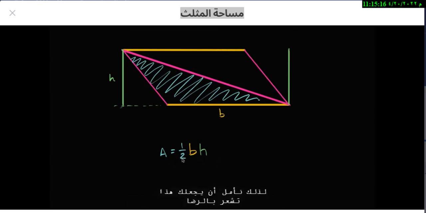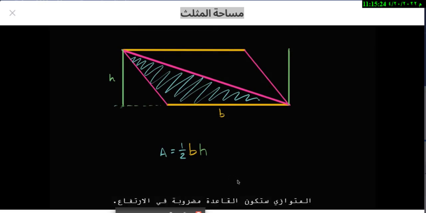So hopefully that makes you feel pretty good about this formula that you see in geometry, that the area of a triangle is 1/2 base times height, while the area of a rectangle or a parallelogram is going to be base times height.